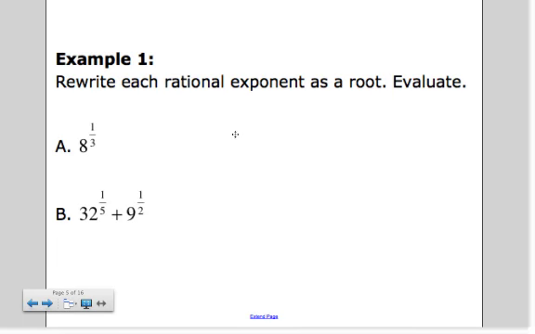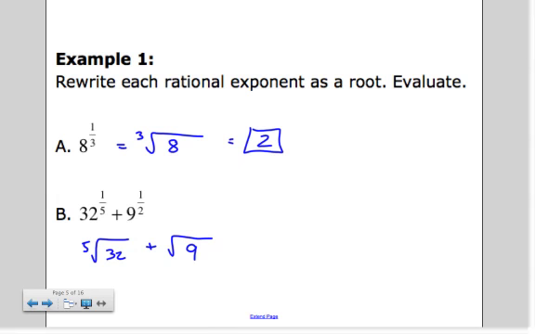We're going to rewrite each rational exponent as a root. This one is saying, I want to take the cube root of 8, so I'm going to rewrite this as the cube root of 8. This is 2. We've already seen that. This one is saying the 5th root because it's in the denominator. So this is the 5th root of 32 plus the square root of 9.